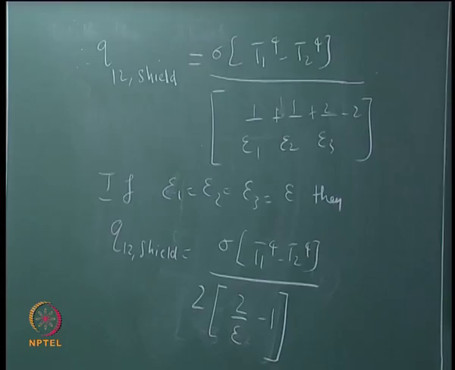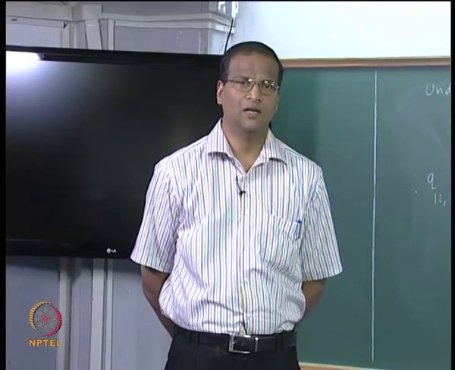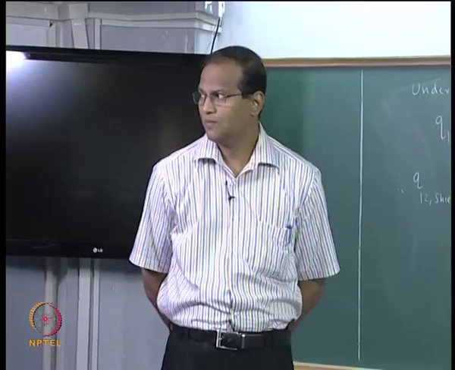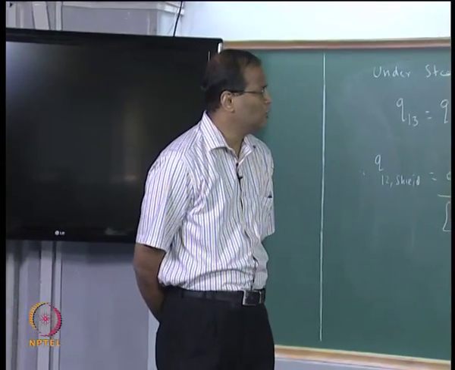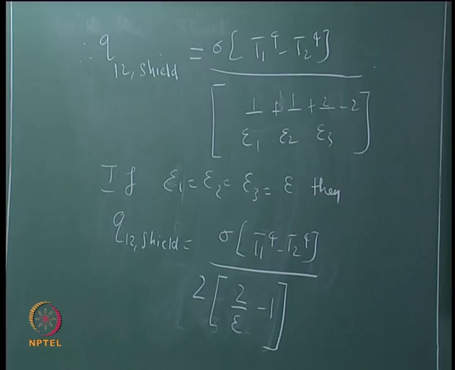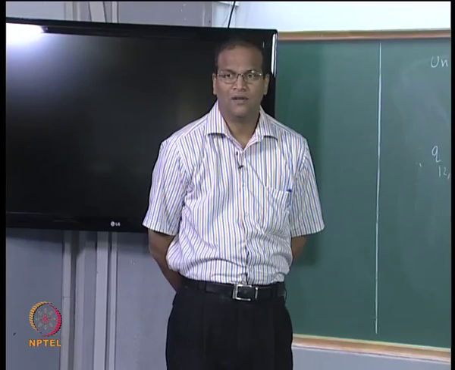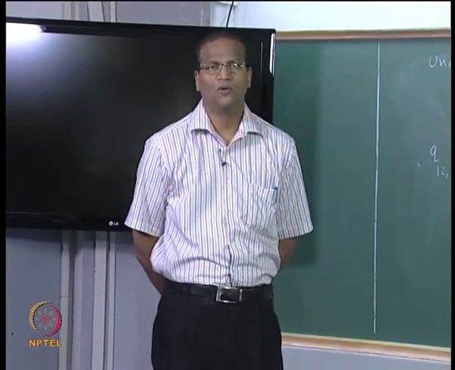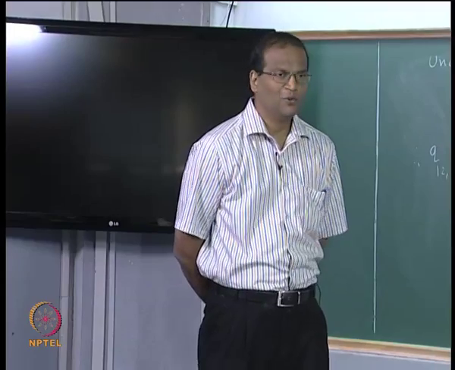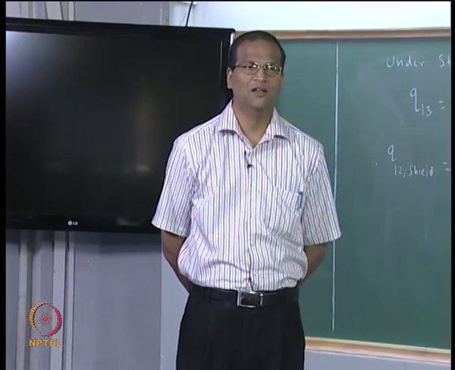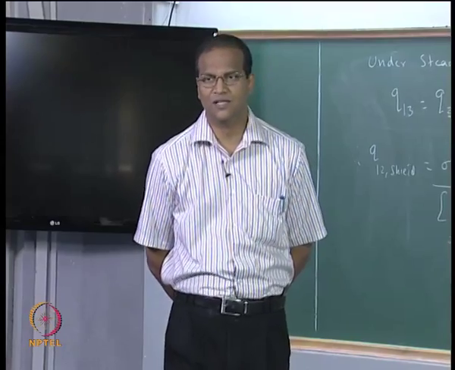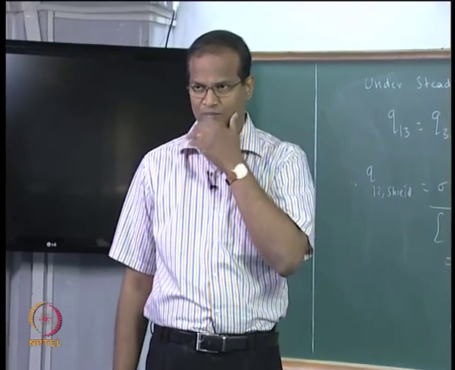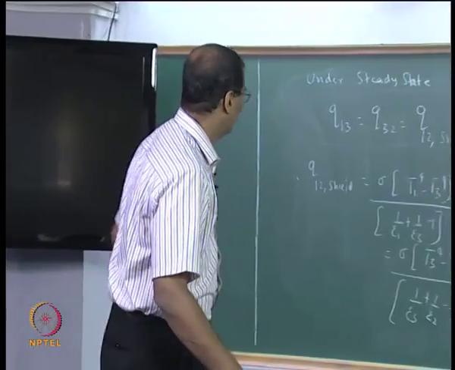Now, if all the epsilons are the same, what will be Q12 no shield? Yes, if all the epsilons are the same, then Q12 no shield will be sigma times T1 to the 4 minus T2 to the 4 divided by 2 by epsilon minus 1. Therefore, Q12 shield is equal to Q12 no shield divided by n plus 1, where n is the number of shields. Okay, is that clear? So we will write it out formally.